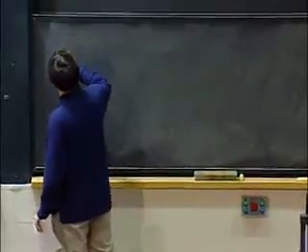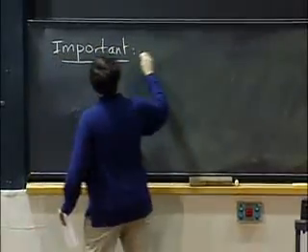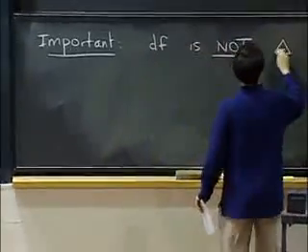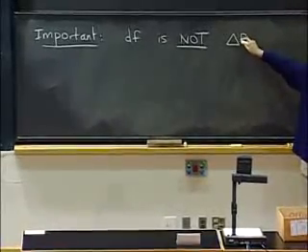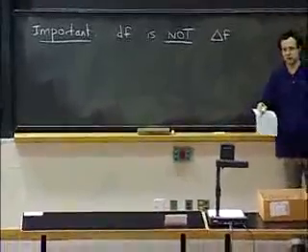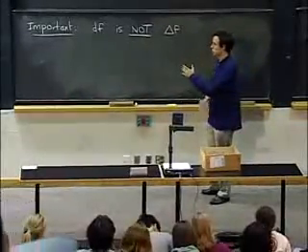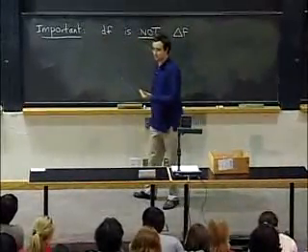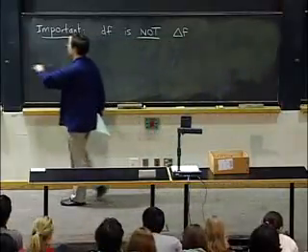Here's an important pitfall to avoid. df is not the same thing as delta f. That thing is meant to be a number once you have a small variation of x, a small variation of y, a small variation of z. Delta x, delta y, delta z are actual numbers, and this becomes a number. This guy, df, is not a number. You cannot give it a particular value. All you can do with a differential is express it in terms of other differentials.